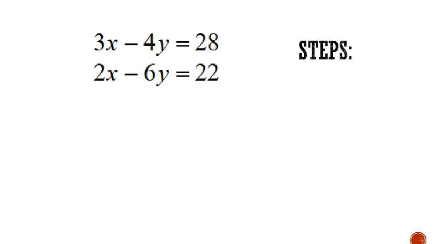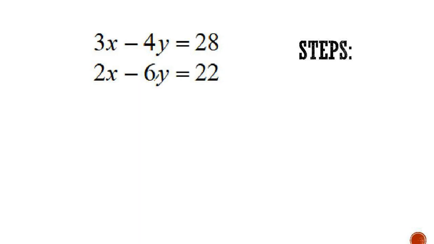All right, so this is our last example. Go ahead and write it down, please. So, here's why this is tricky. None of them are opposites right now. And I can't multiply 2 by anything to get to 3. I can't multiply 4 by anything to get to 6. So what this means is I'm going to have to multiply both of the equations.